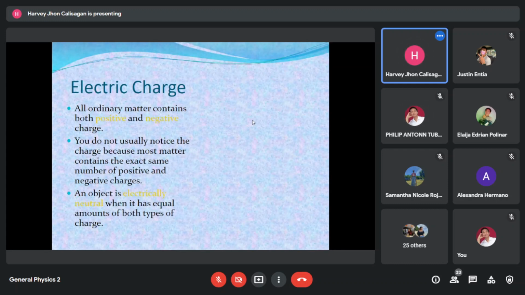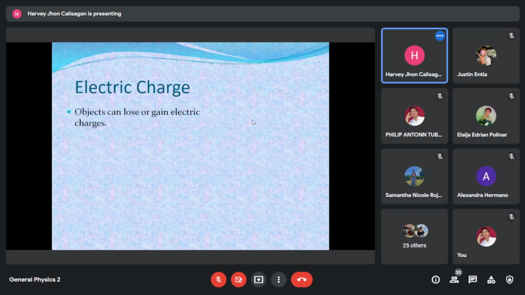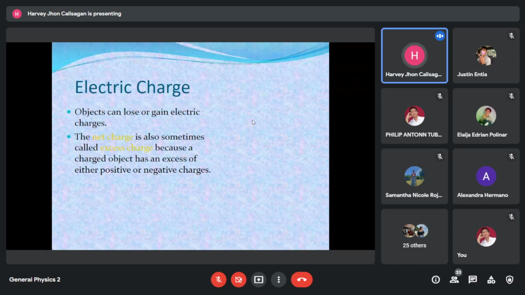Yes, sir. Okay. The charges will always be the same, so the neutral amount will be zero. It is not undefined, it is zero. So this is how we define the neutral. Now, objects can lose or gain electric charges. The net charge is also sometimes called the excess charge because a charged object has an excess of either positive or negative charges.